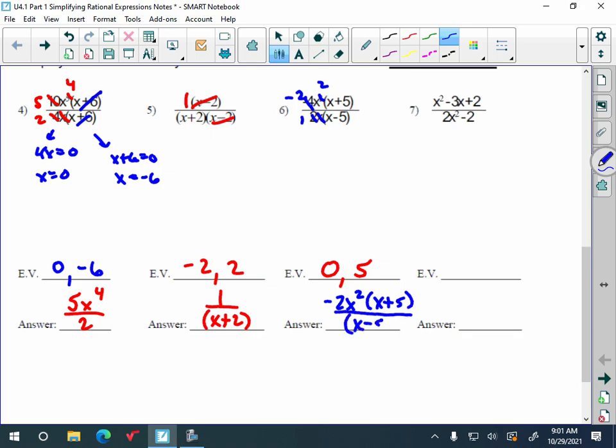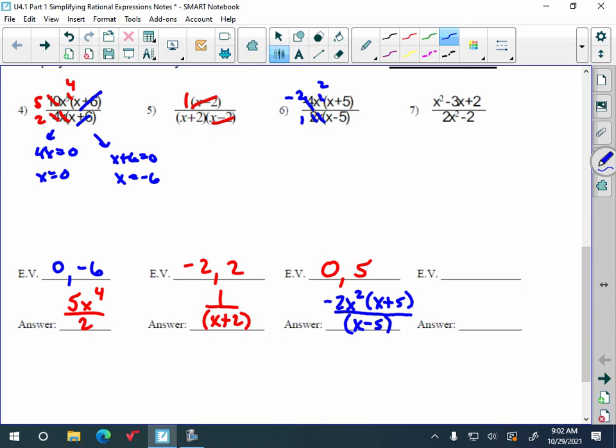We're not going to distribute and multiply back in. So don't distribute this back in. We want to leave our answers in factored form.